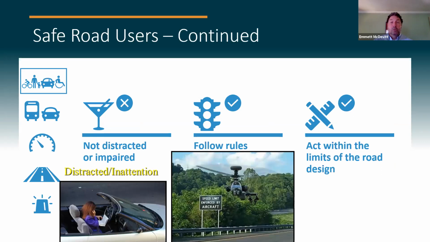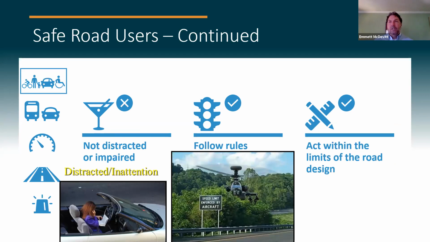And part of that responsibility is not to be distracted or impaired, but we know that's going to happen. And that's where the redundancy takes over. We need to follow the rules of the road. And those rules are usually based on the design elements of it. We have to act within the limits of the roadway.